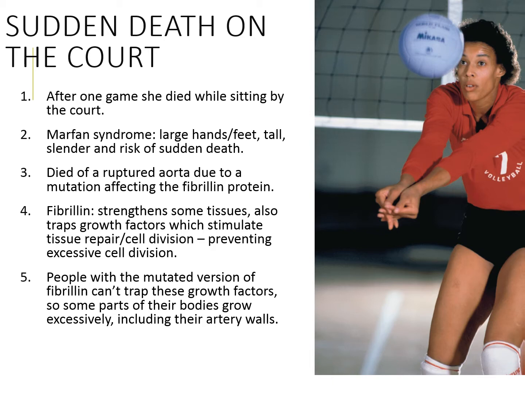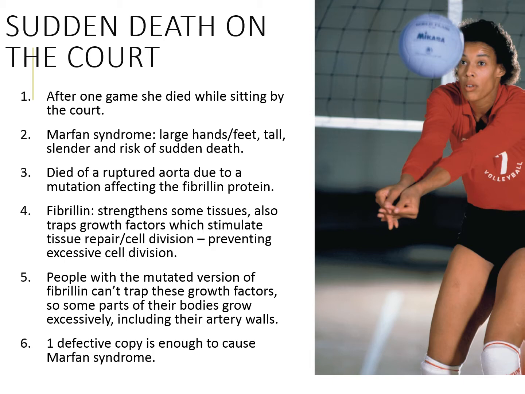People with the mutated version of the fibrillin that can't trap the growth factors, some parts of their bodies grow excessively, including their artery walls. One defective copy is enough to cause Marfan syndrome. Sometimes with a genetic disease, you have to have two copies. In this case, you only need one copy to have Marfan syndrome.